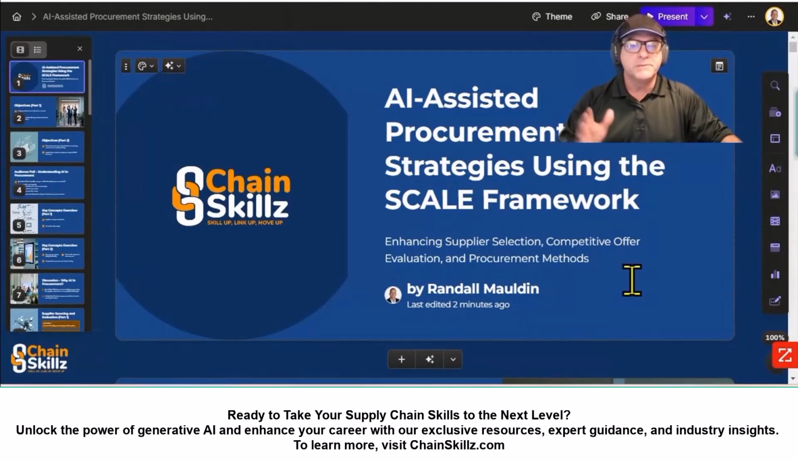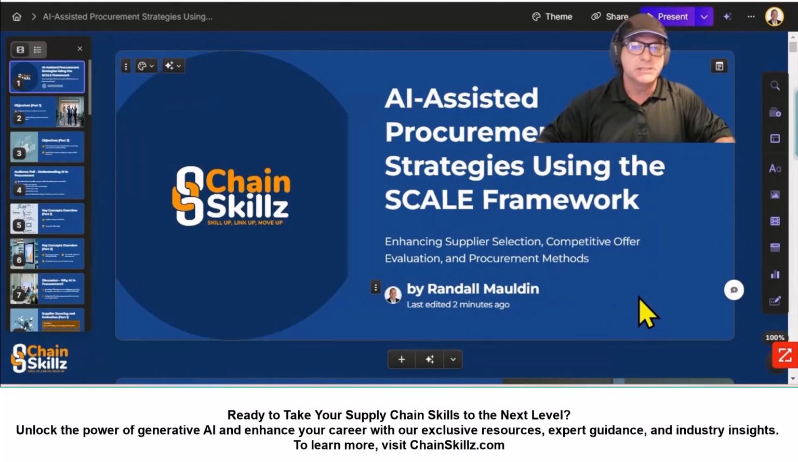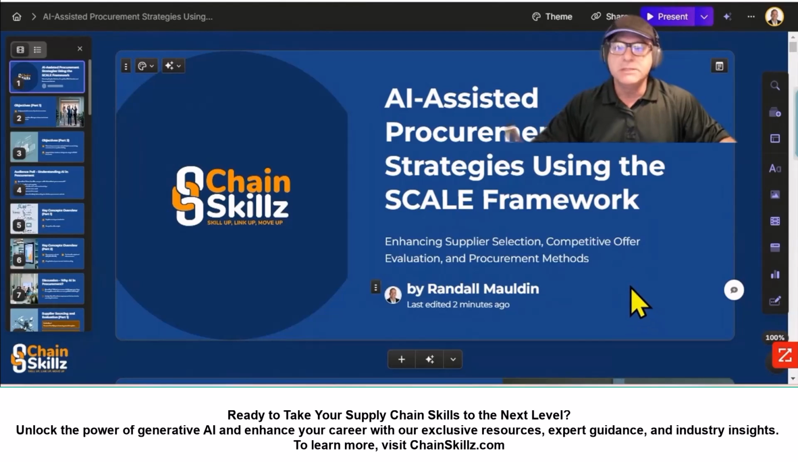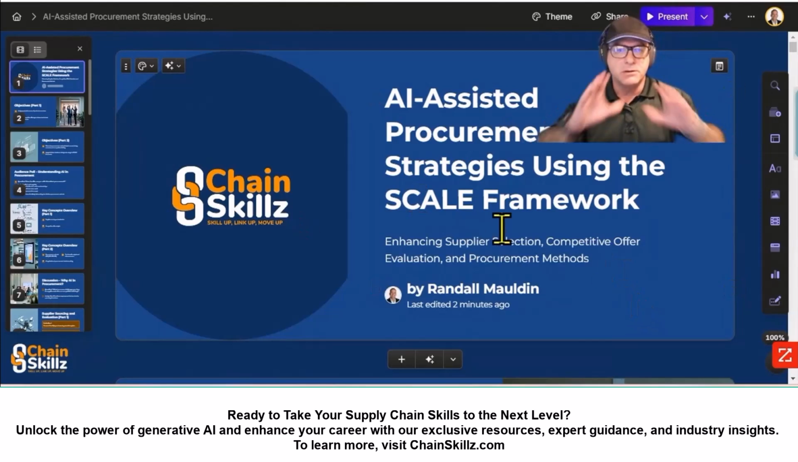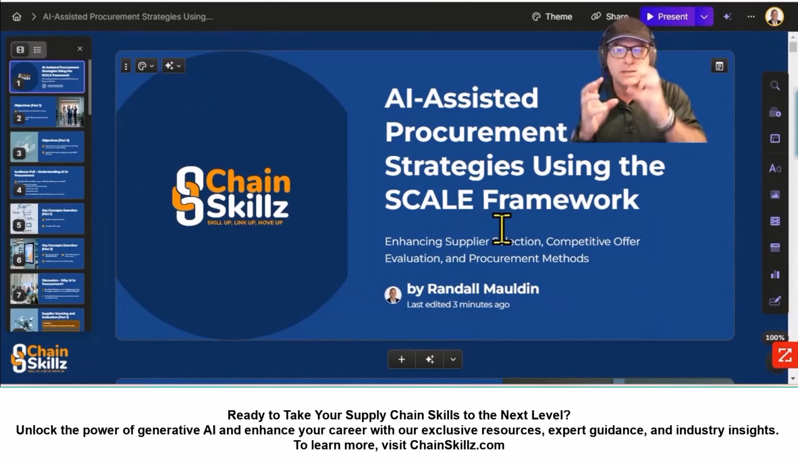We're going to talk about sourcing, and this is AI assisted procurement strategies using the SCALE framework. From last week, we talked about the SCALE framework, which is: state the problem, consolidate the data that we're going to be looking for, those issues, and make sure that all that is in a nice framework that allows us to assess the problem no matter what platform we're using.